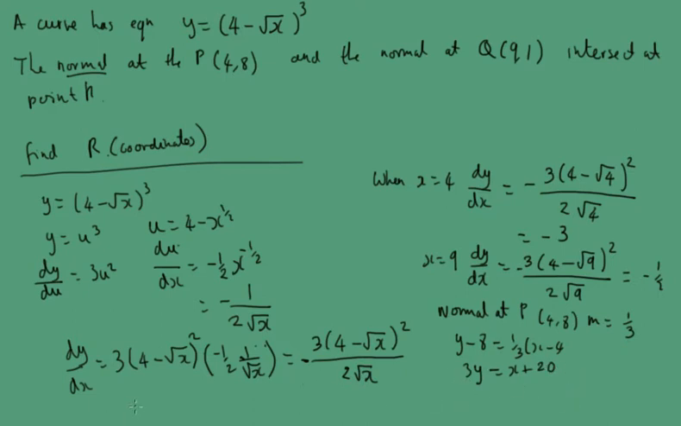Going through the same process for the normal at Q, I'm just going to write it down, but you do the same working. Q is (9, 1), and the gradient for the normal at Q will be, is it a half? It's terrible writing. Yes, it's meant to be a half. That will be 2. So the normal at point Q will be y = 2x - 17.